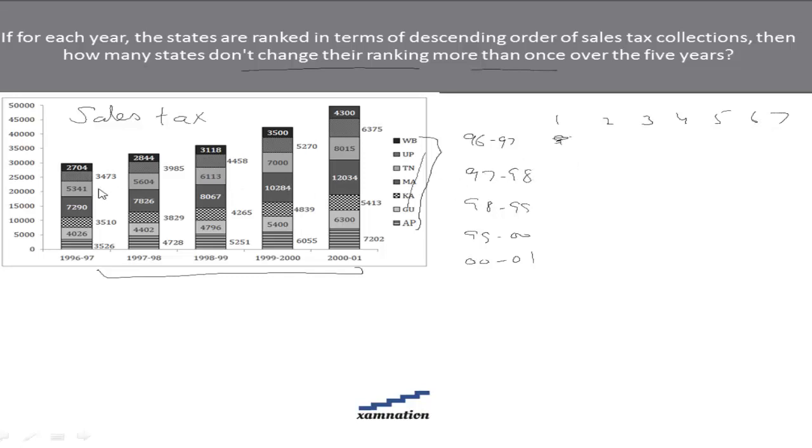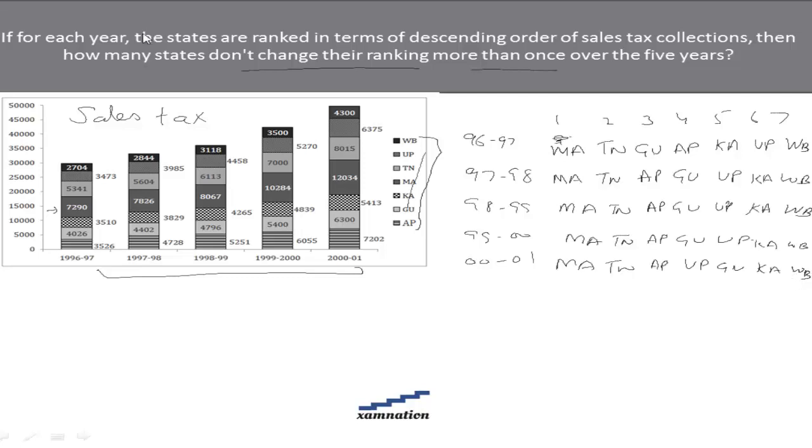For example, in the first year, MA is ranked 1, right? TN is ranked 2. Then Gujarat is ranked 3. Then fourth rank is Andhra Pradesh. Fifth rank is Karnataka. Sixth rank is UP. Seventh rank is West Bengal. Okay, so similarly we can find out the rest; I will quickly add the ranking.